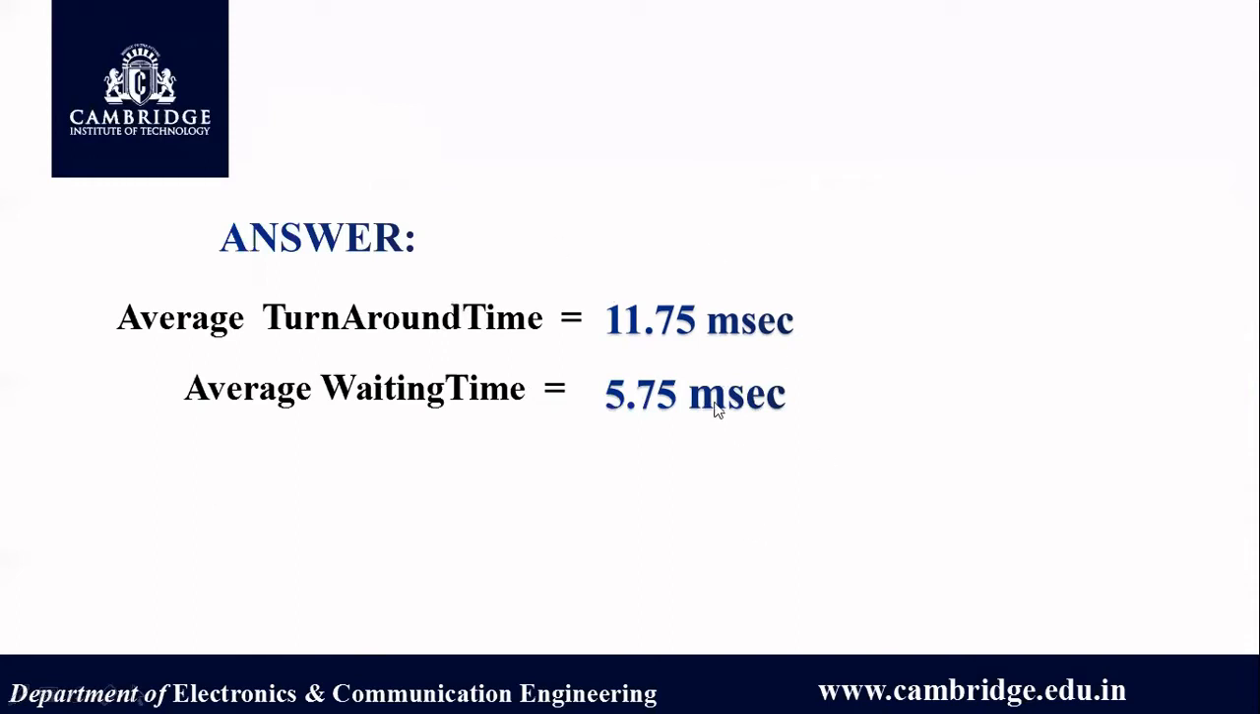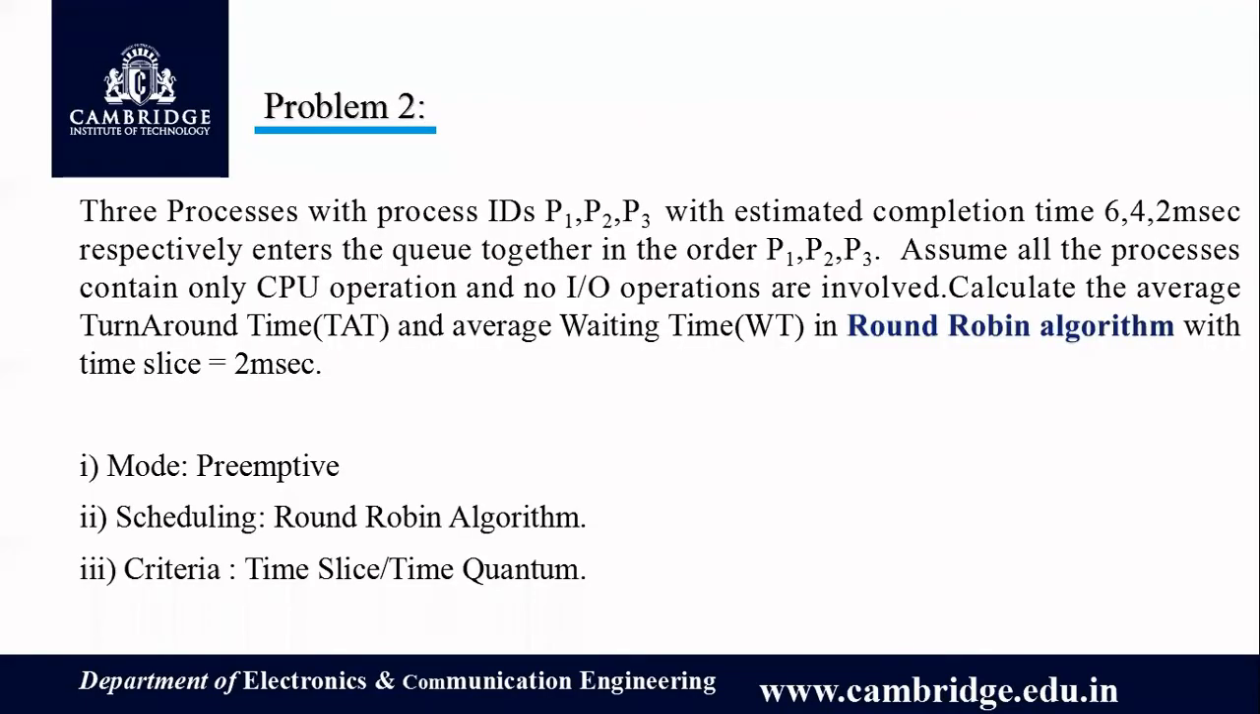This is about your SJF or the SRT algorithm. Now let us see the second problem. 3 processes with IDs P1, P2, P3 with estimated completion times of 6, 4 and 2 milliseconds respectively enter the queue together. So all 3 are entering together in the order P1, P2, P3. In the same order they are entering the queue at 0 milliseconds.